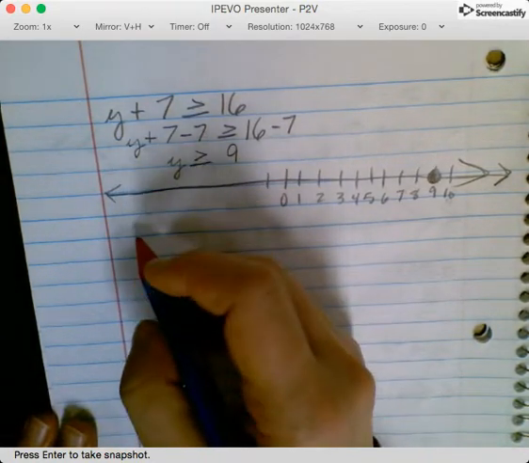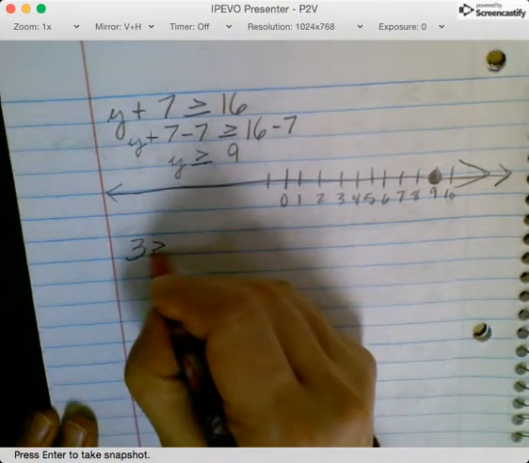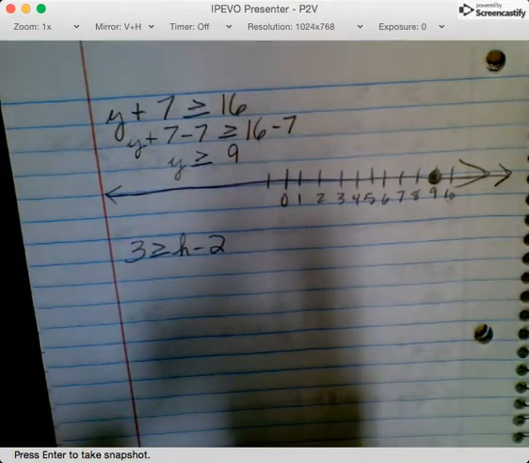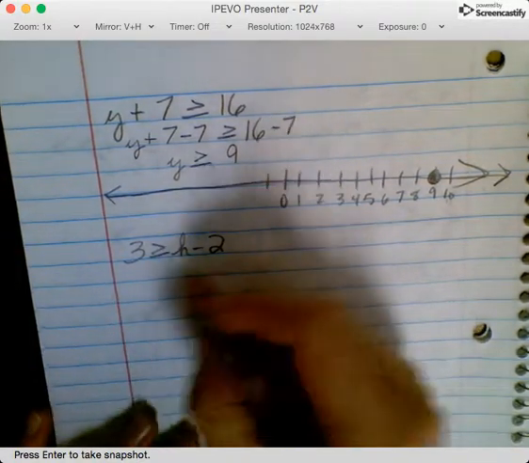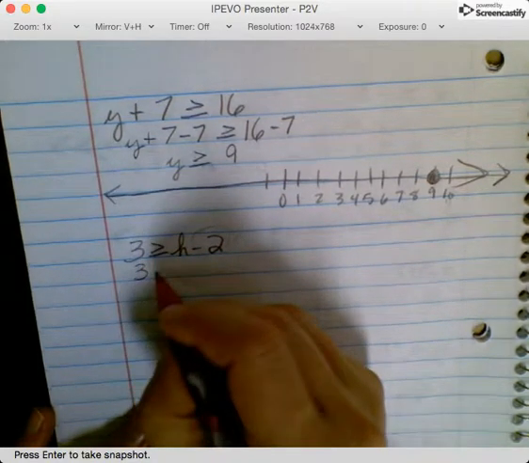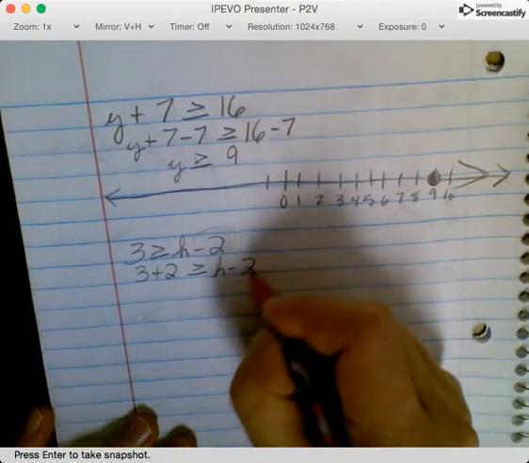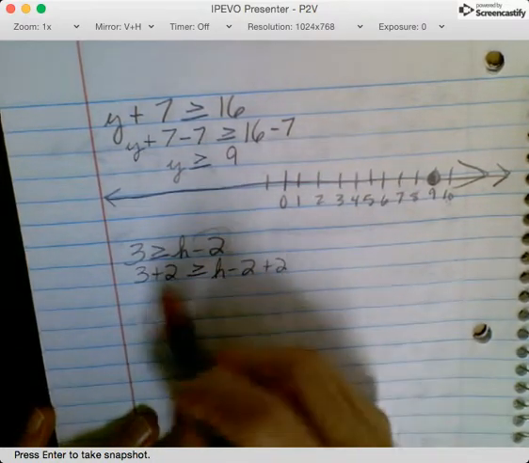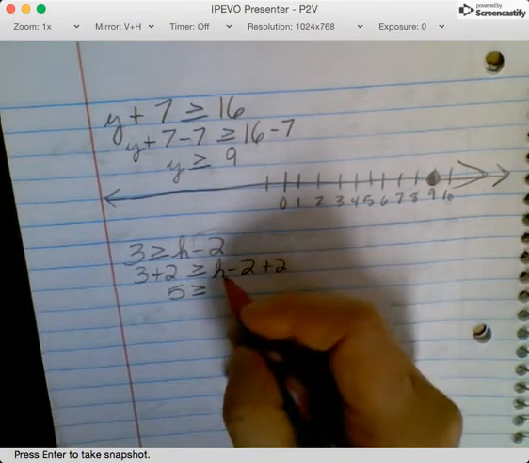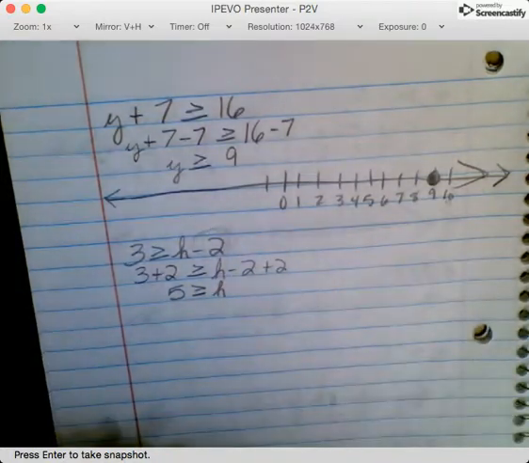Next, let's do 3 is greater than or equal to h minus 2. So this time, I also have to solve. If I want to get rid of that minus 2, I have to add it. So I do 3 plus 2 is greater than or equal to h minus 2 plus 2. And then that means 3 plus 2 is 5 on this side. And h ends up by itself on the other side.